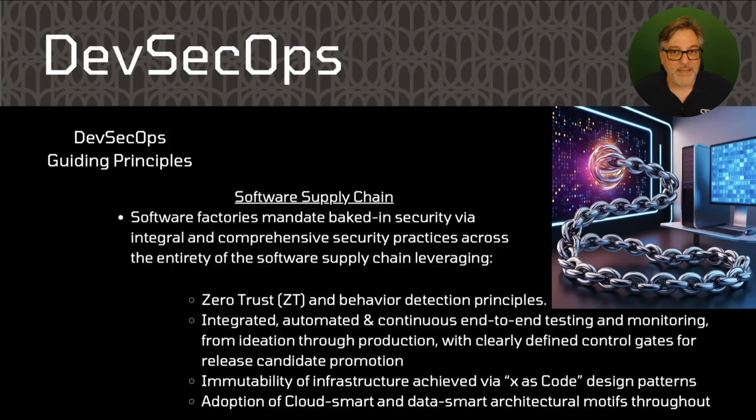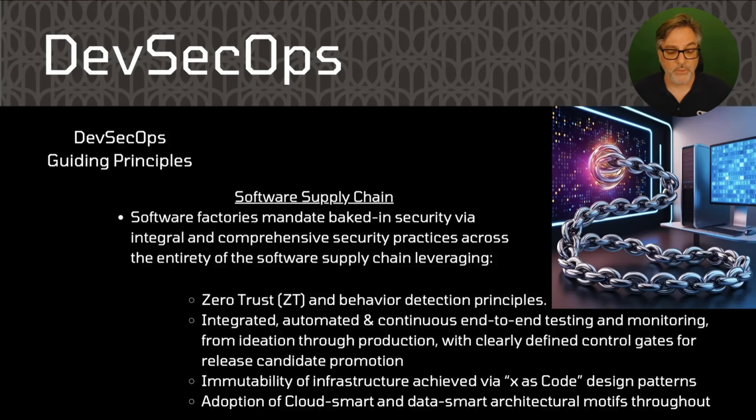Software factories mandate baked-in security via integral and comprehensive security practice across the entirety of the software supply chain, leveraging zero trust and behavior detection principles. So zero trust is the concept that just because you're inside of a perimeter doesn't mean you're a trusted entity. That's the whole concept behind land and pivot, some of the items that I discussed earlier around ransomware landing and being able to move laterally in an environment. Zero trust is part of what prevents that.